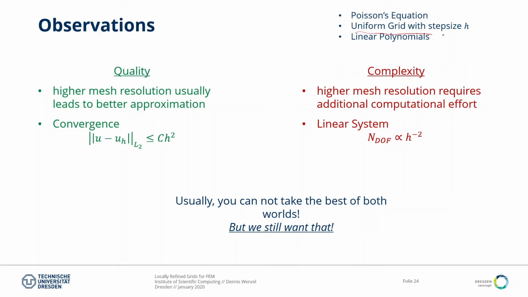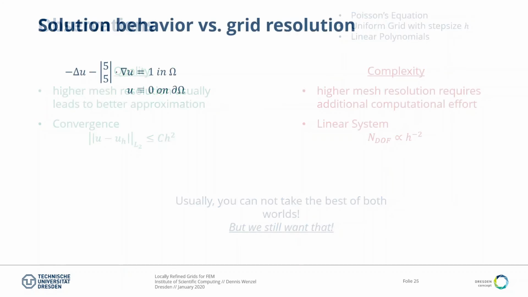without taking a huge complexity, because we're not using uniform grids that give you a factor 4 if you have a smaller step size.